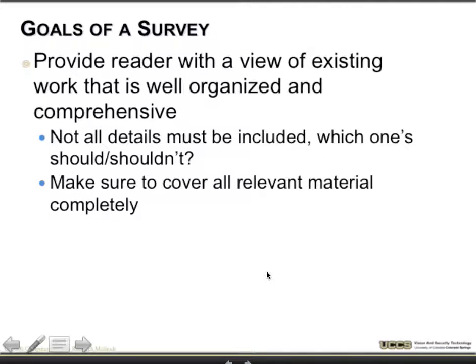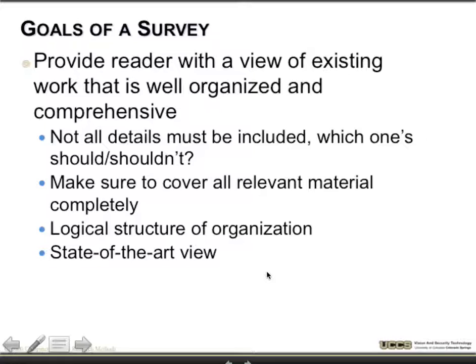You want to make sure it covers all the relevant material completely with respect to what you're considering relevant. You've come up with a view of the existing work, and that defines what's relevant. And you have to have a sort of logical structure, the organization that puts that all together. It's also very important that you have some mixture of context, but also have what we would call a state-of-the-art view. When you get done, the most relevant and the current state-of-the-art needs to be summarized.